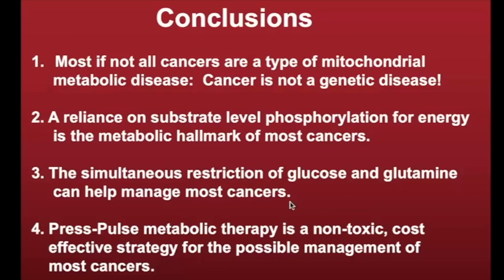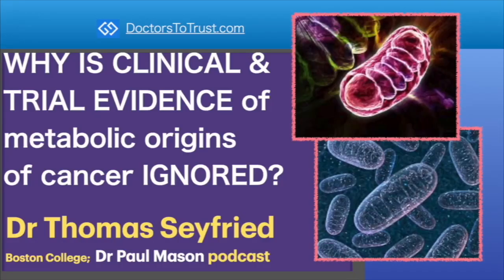A reliance on substrate-level phosphorylation for energy is the metabolic hallmark of most, if not all, cancers. Therefore, based on that knowledge, the simultaneous restriction of glucose and glutamine can help manage most cancers. The press pulse metabolic therapy is a non-toxic, cost-effective strategy for the possible management of most cancers. And eventually, this press pulse therapy will replace these toxic and ineffective standards of care.